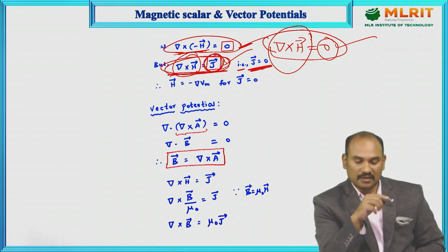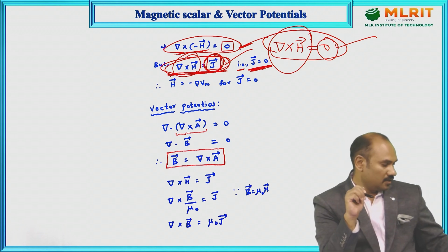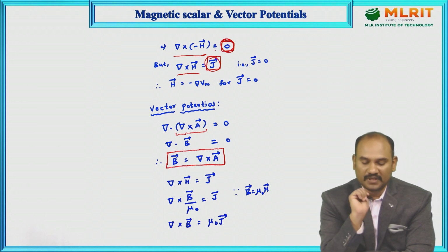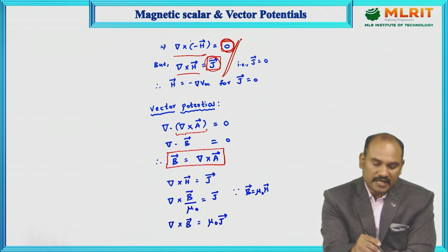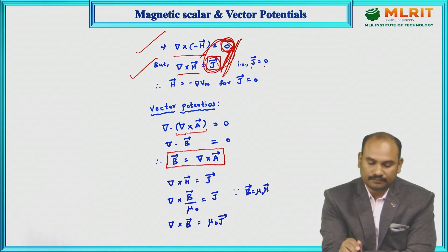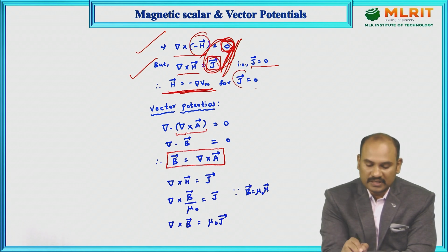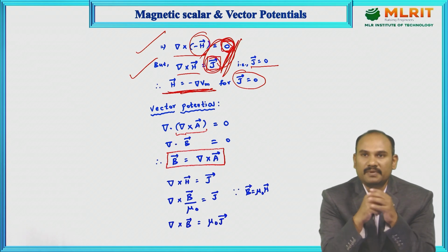This contradiction will be avoided, because here we have the right hand side equal to 0 and there the right hand side equal to J bar, while the left hand side is the same. This is as per the identity, and that is as per Ampere's circuit law. This contradiction will be avoided if J bar equal to 0. That means H bar equal to minus del Vm, because we started there. H bar can be equal to minus del Vm only for J bar equal to 0. This is a mathematical expression.